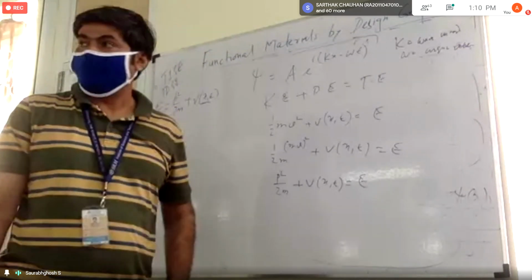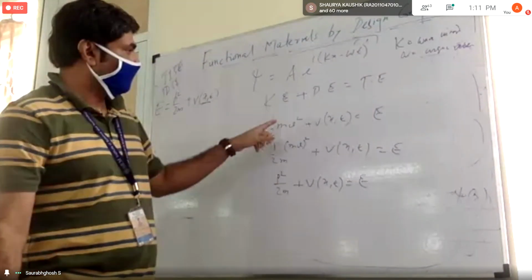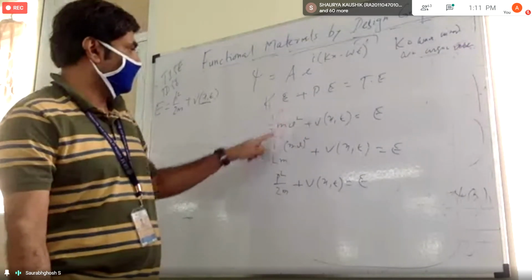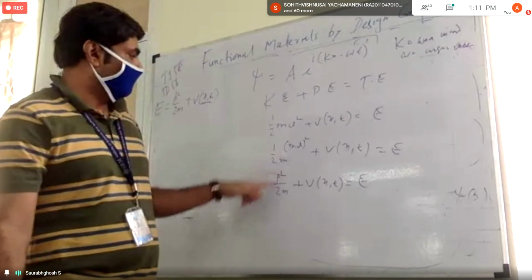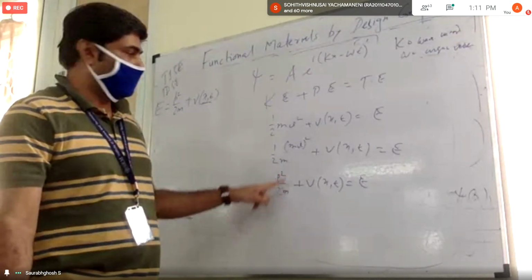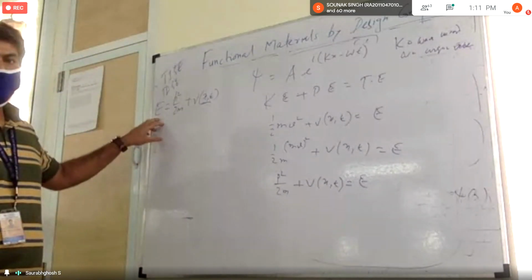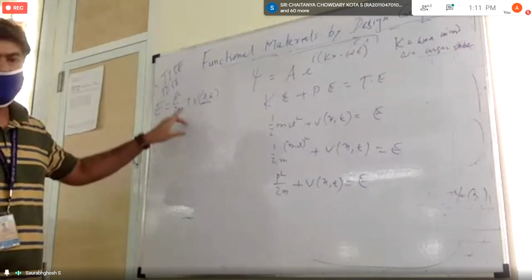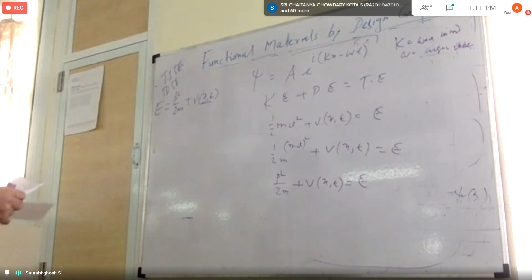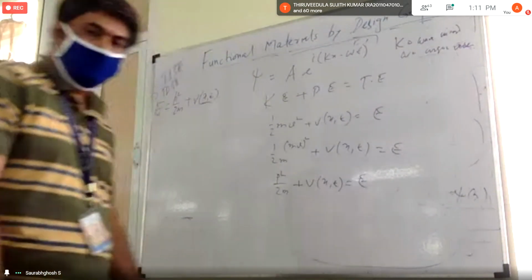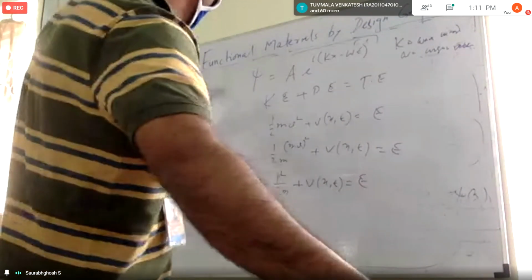The thing is that kinetic energy plus potential energy is equal to total energy. Kinetic energy is half mv squared, plus potential energy, which is a function of both x and t, and half mv squared means p squared by 2m. So E is equal to p squared by 2m plus V(x,t), where p is the momentum of the system, m is the mass and V is the external potential. This equation we are going to use.